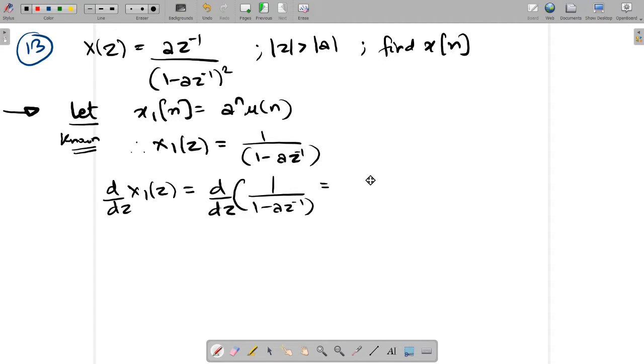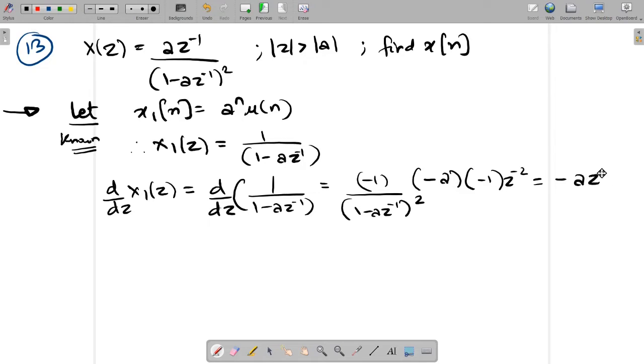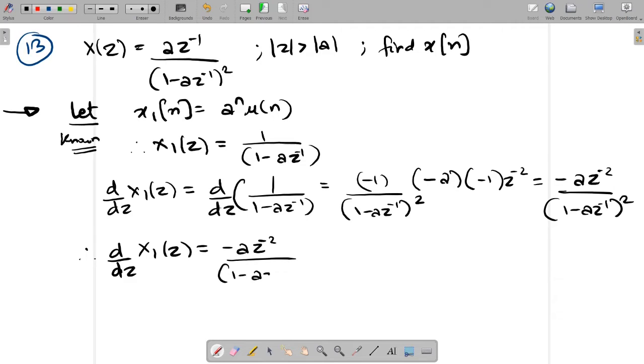So it is minus 1 upon 1 minus a z inverse squared, times minus a z inverse, which is minus 1 z minus 2. So you are left with minus a z minus 2 upon 1 minus a z inverse the whole squared. Alright. So therefore you can say d by dz of x1 of z is equal to minus a z minus 2 upon 1 minus a z inverse whole square.